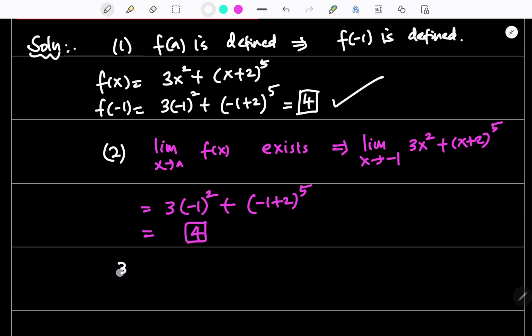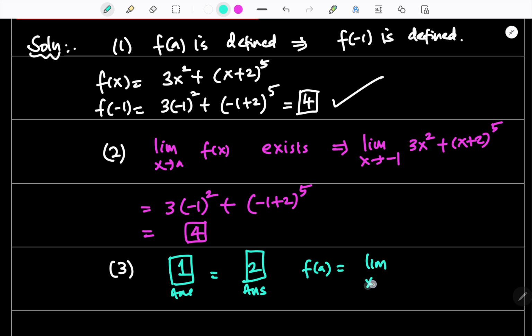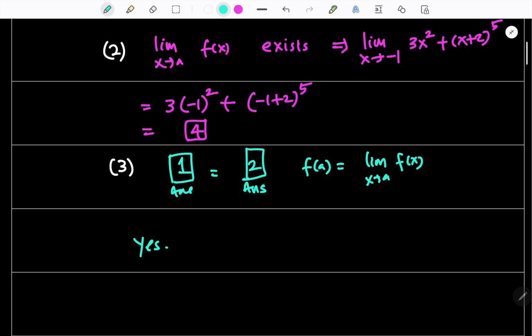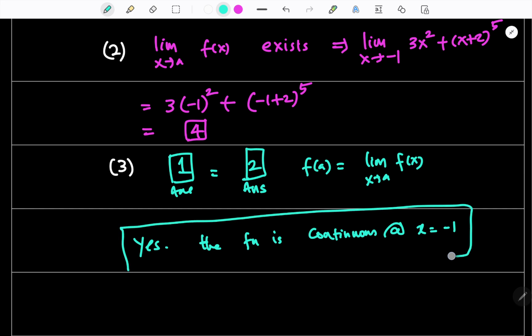What is step number 3? Step number 3 is that the step 1 answer is equal to the step 2 answer. What is step 1? f of A. What is step 2? Limit x tends to A, f of x. Both answers are the same. So therefore the function is continuous at x is equal to -1. That's it. So simple a question.